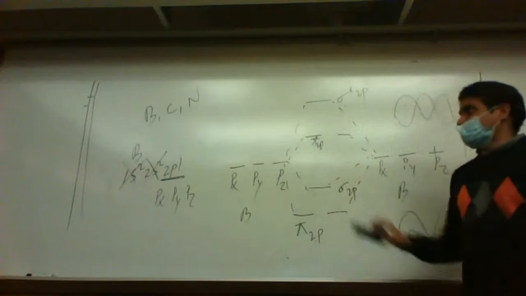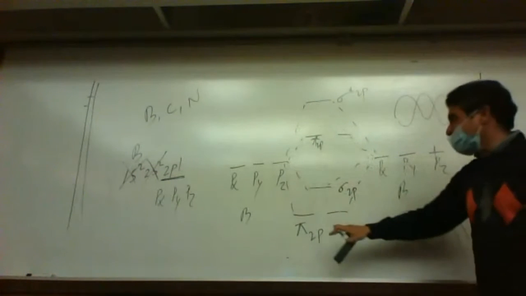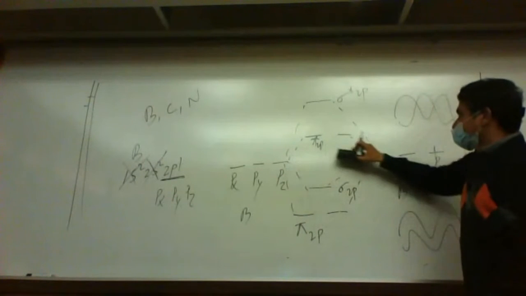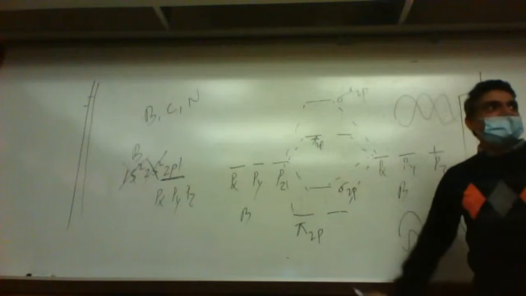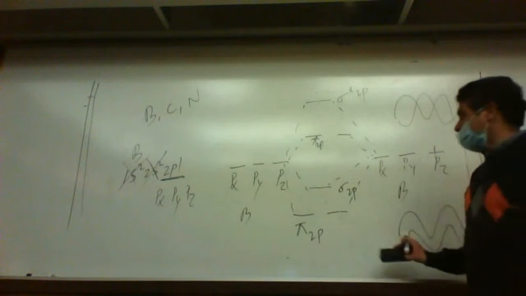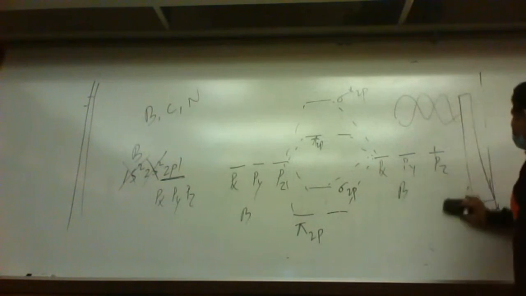Now, so this diagram is for what? Boron, carbon, and nitrogen. You are writing always 2 here, 1 here, below this line, and 2 here and 1 here. Always for boron, carbon, and nitrogen. Make sense? Now let's look at the electronic configuration.